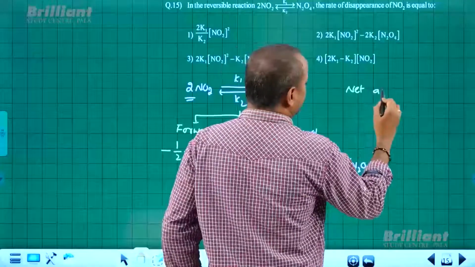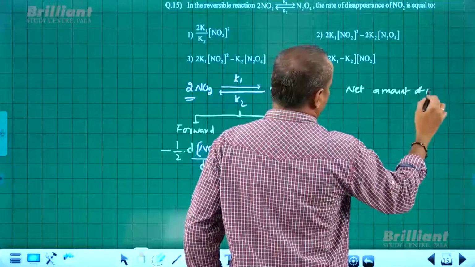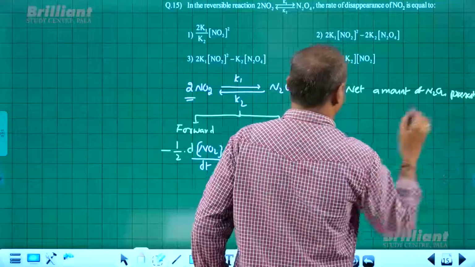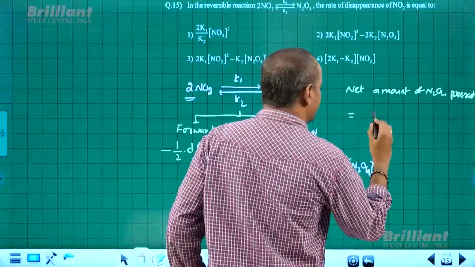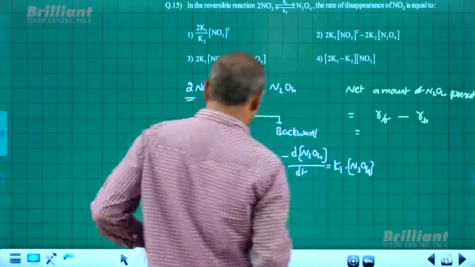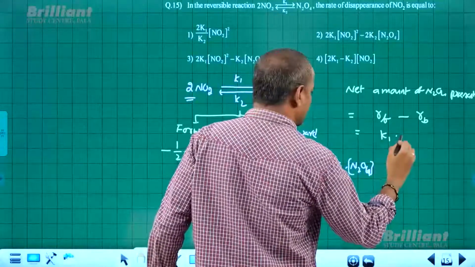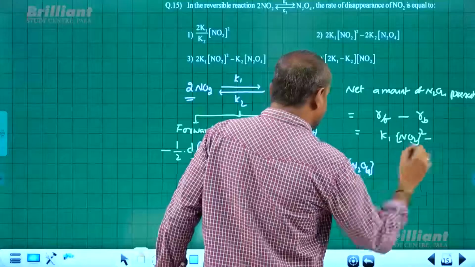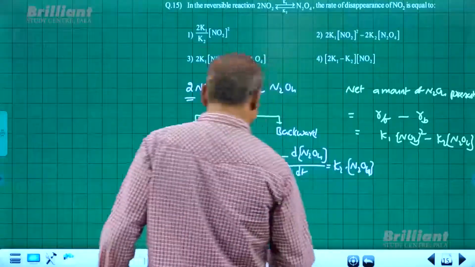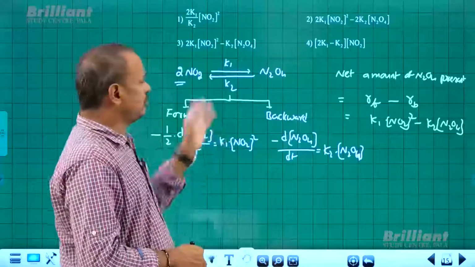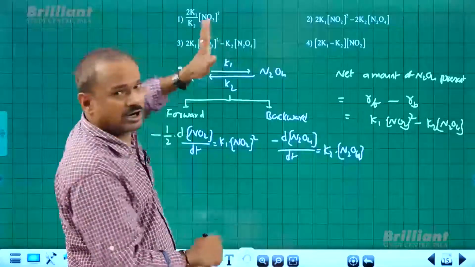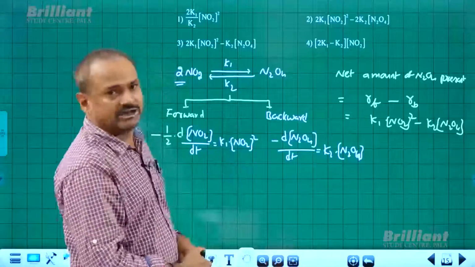Net amount of N2O4 present is equal to forward rate minus backward rate. Forward is K1 into NO2 whole square. Backward is K2 into N2O4. Net amount, because first 2 NO2 converted to N2O4. Later on some amount of N2O4 converts into 2 NO2, but not the total amount of N2O4. That is why it forms an equilibrium condition later.